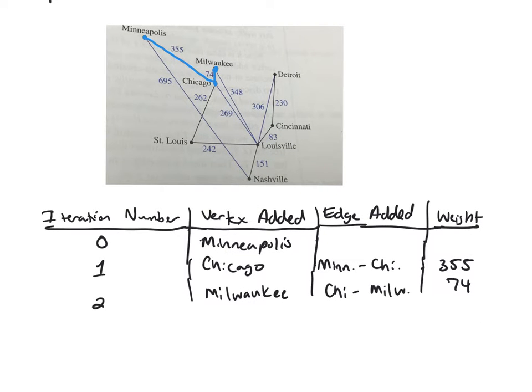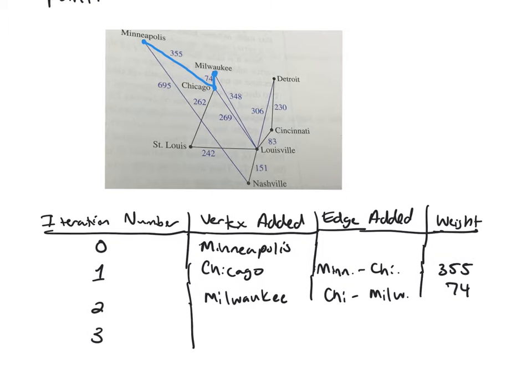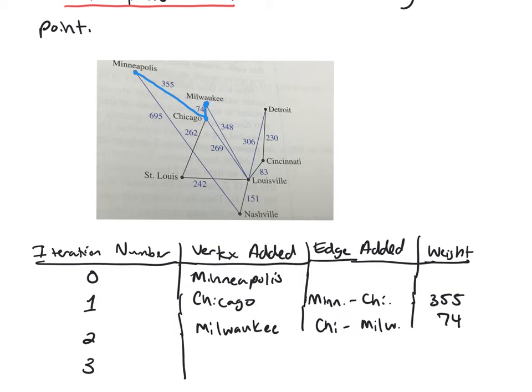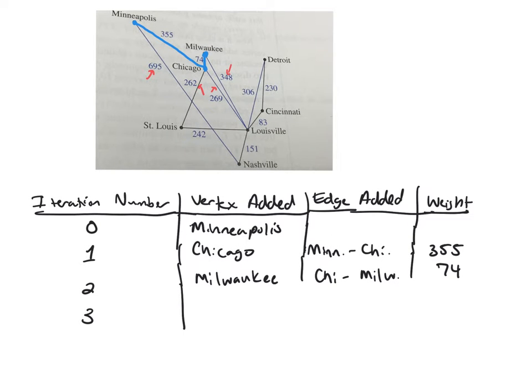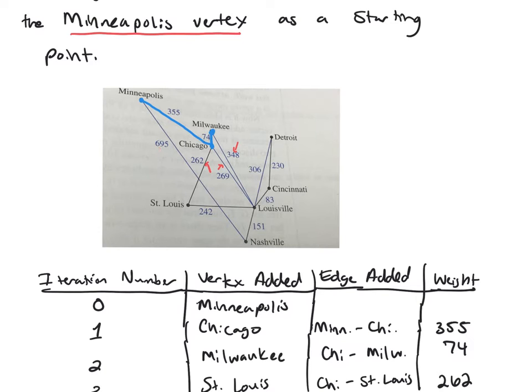And we keep going until we've reached the right number of edges. So let's see, 3 here. So look at any edge connected to any of the vertices, Minneapolis, Chicago, or Milwaukee, and you're going to pick the one of least weight. So 262 looks like the least weight. That is Chicago to St. Louis. So we're going to add in St. Louis, Chicago to St. Louis, and it had weight 262. So let's go back now. Now that I've decided which one to add in, I'm going to add it in, Chicago to St. Louis.